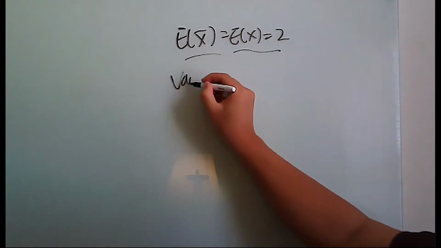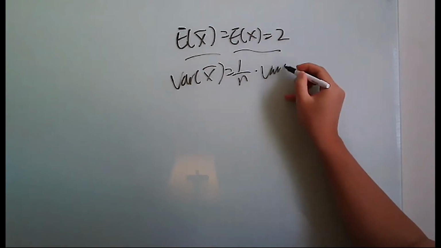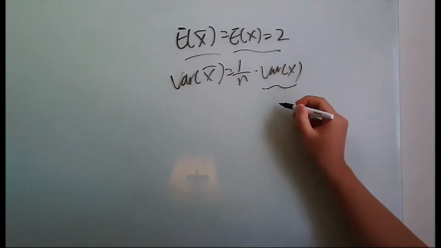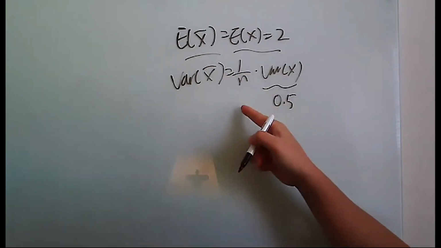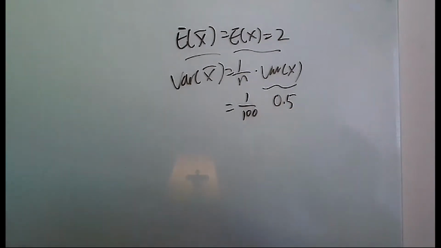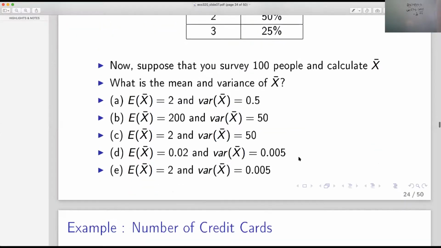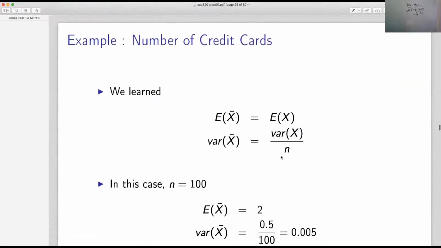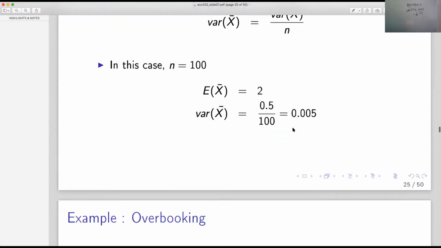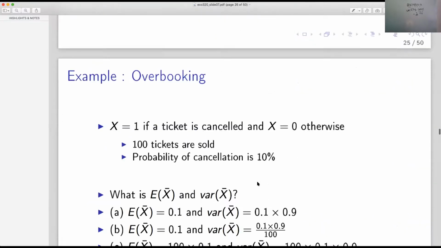So the variance of x bar was what? It is 1 over n times the variance of x. In the previous question, the variance of x was 0.5, and how large is your sample size? 100. So it's 1 over 100 times 0.5. That is your answer. Using this formula, this would be your answer. Easy, right? You just have to plug in the values.